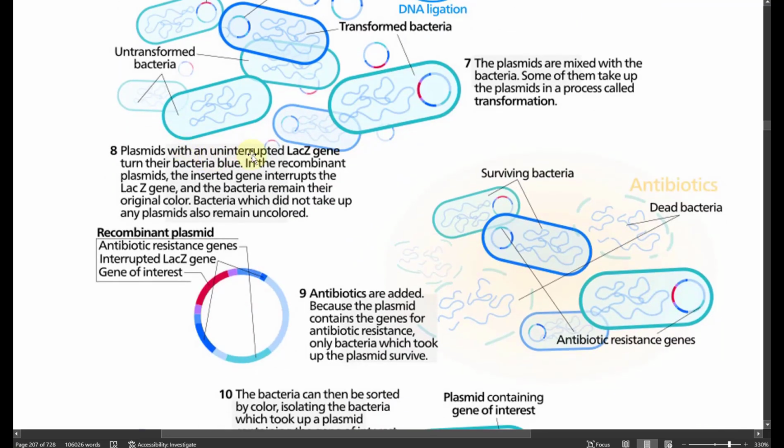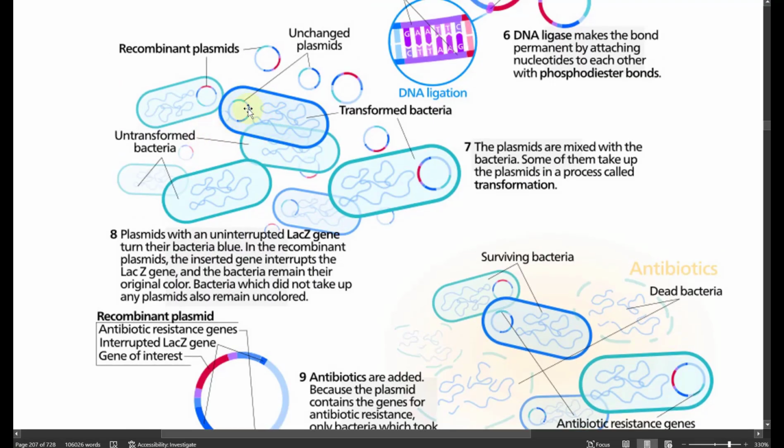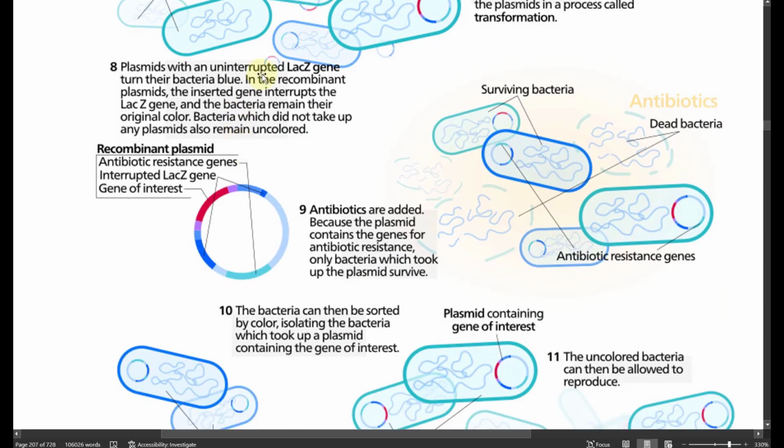So plasmids with an uninterrupted LACZ gene turn their bacteria blue. So uninterrupted is the one without the cut up recombinant plasmid. And then in the recombinant plasmids, the inserted gene interrupts the LACZ gene, and the bacteria remain their original color. So then, this one right here won't change blue. Bacteria which did not take up any plasmids also remain uncolored. So this one's uncolored, and this is the transformed bacteria that's uncolored. But then the one with the unchanged plasmid is transformed to blue. Yes, fascinating stuff. So now let's continue further.